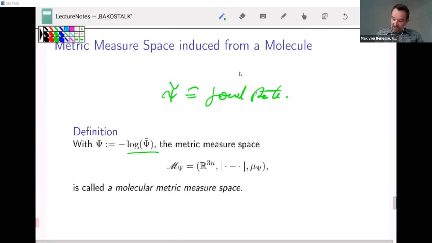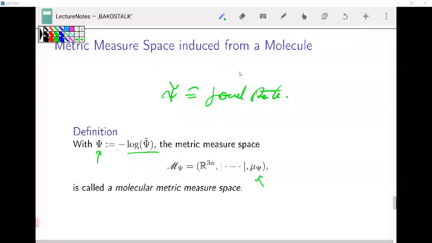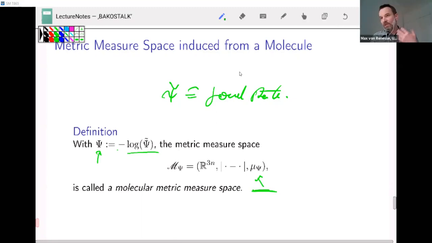And then we take the logarithm of the ground state, the negative logarithm of the ground state. And this will be our potential, which we will use for the definition of a weighted Euclidean space. So in a way, we construct a metric measure space using the logarithm of the ground state of the Schrödinger operator.